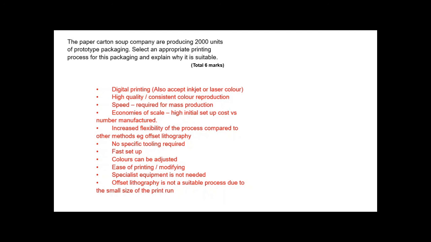Faster setup, colours can be adjusted, really easy to print, specialist equipment not used, and then offset lithography is not a suitable process due to the small size of the print run. So actually, for the grand scheme of things, 2,000 units is considered not that much.